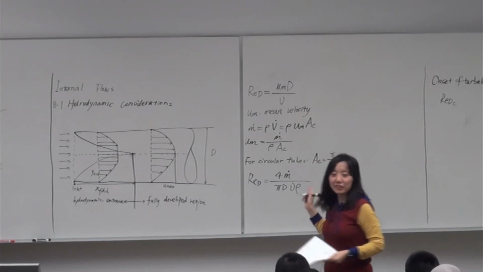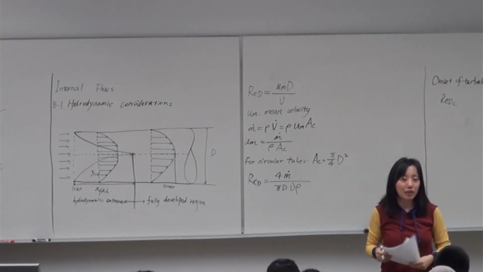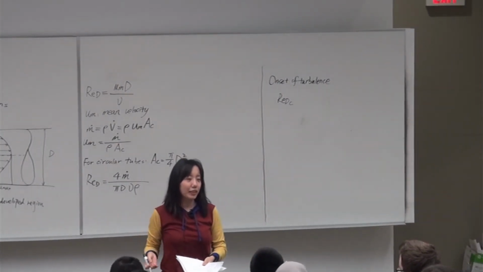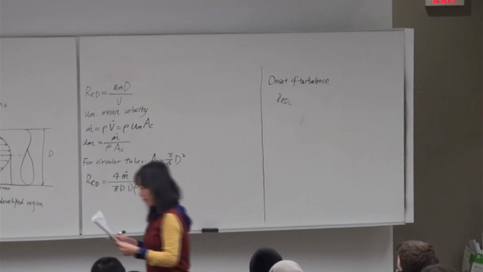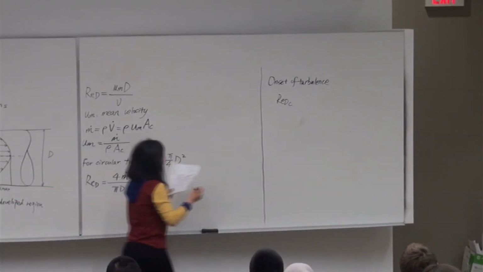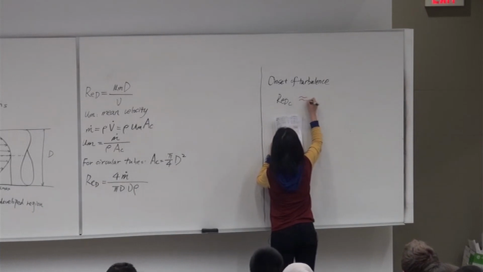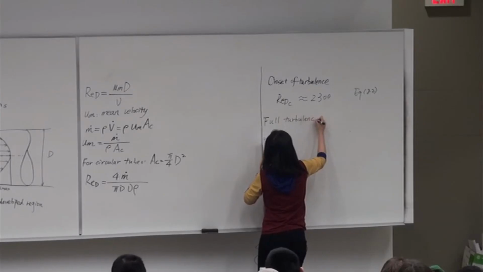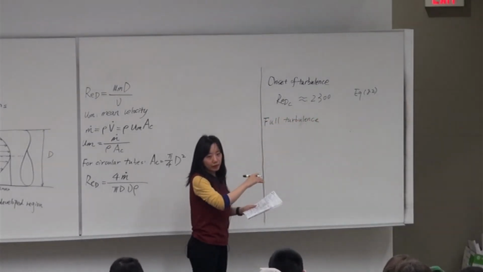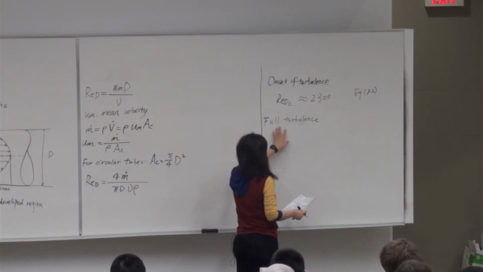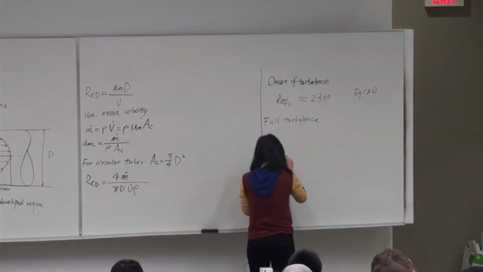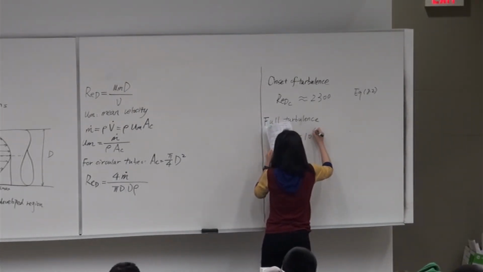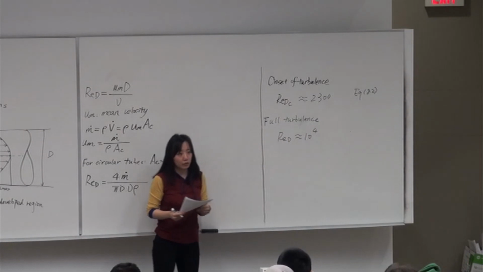Does anyone know what's the critical Reynolds number for internal flows? In fluid dynamics, it's often 2,100. But according to our textbook, we use a very similar value, 2,300. The onset of turbulence means the laminar flow will start to transition to turbulence. But to achieve fully developed turbulence, the Reynolds number is more or less 10,000. It's much higher than its onset value.